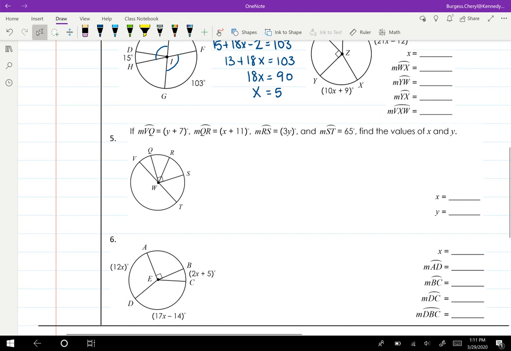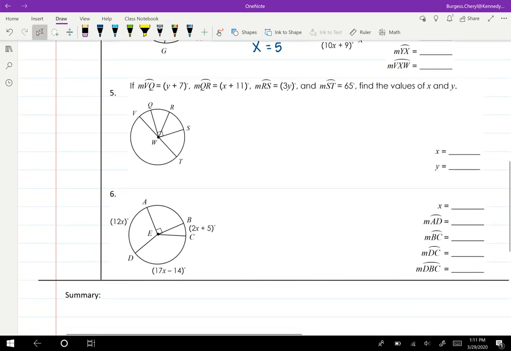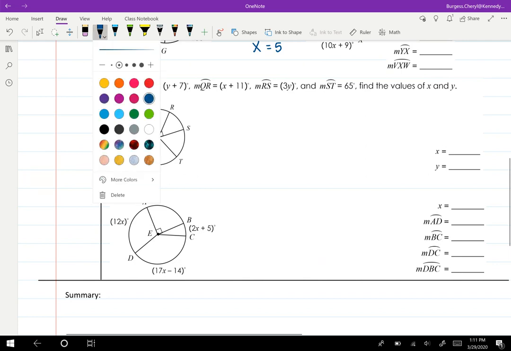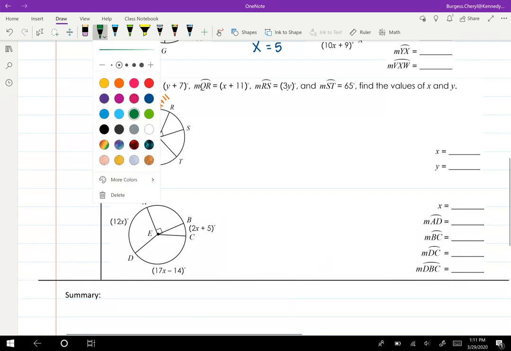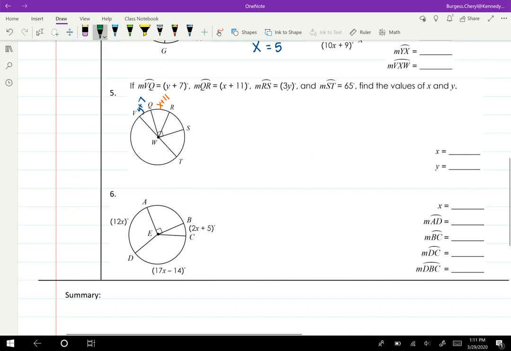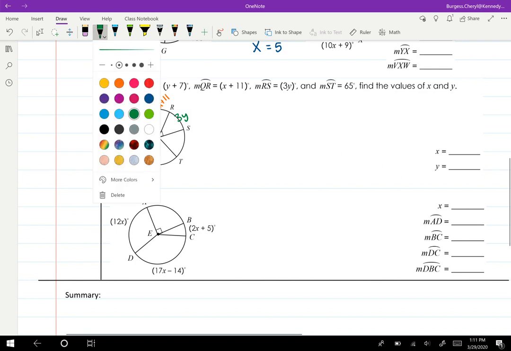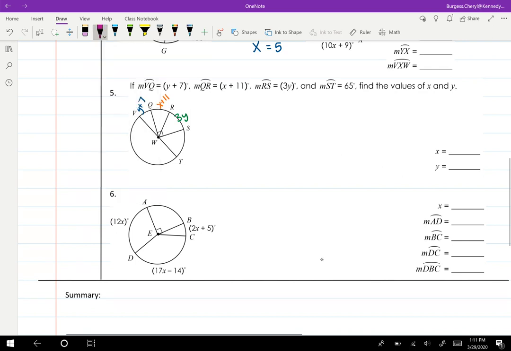Okay, let's do number 5 together. I'm going to use lots of different colors here. We have VQ is y plus 7. I have QR as x plus 11. RS is 3y. ST is 65. Find the values of x and y.